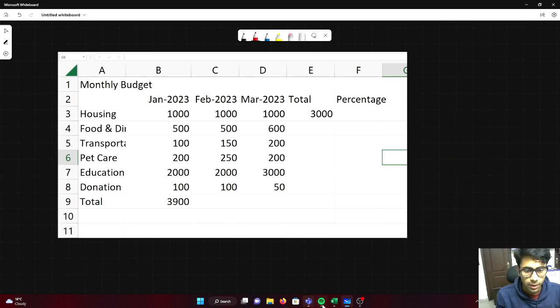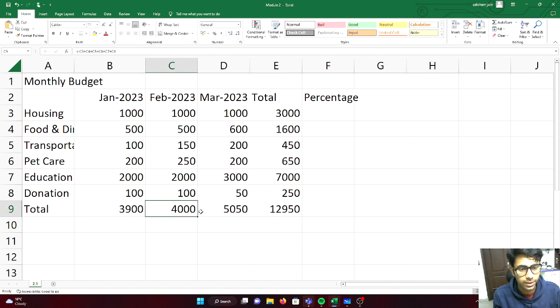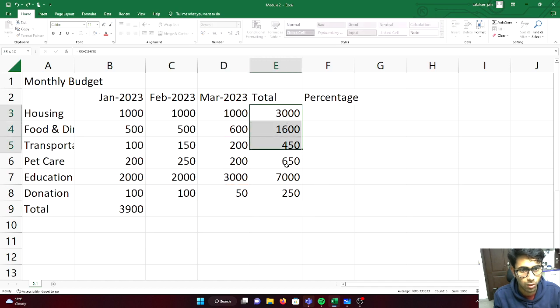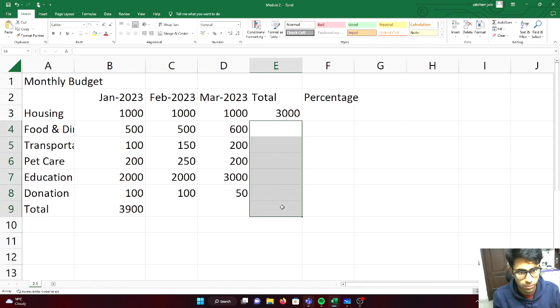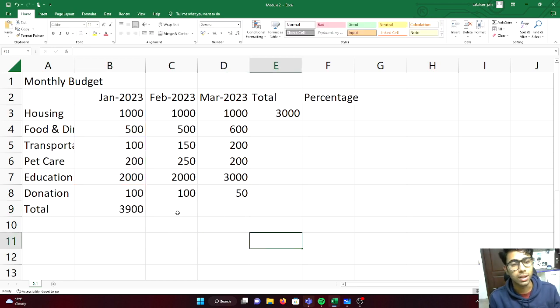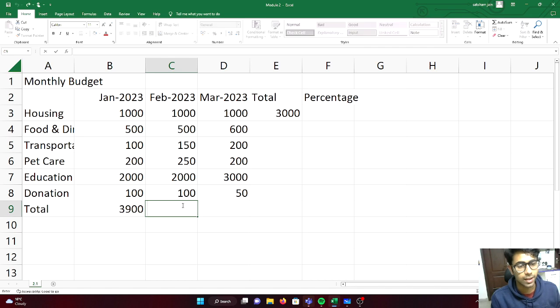Okay, now let us check whether this is the same. I'm going to delete this value, and basically all the columns here. Here you can see that this is B3 plus B4 plus B5 plus B6 plus B7 plus B8. Now we want to implement the concept of relative cell referencing in this cell. We also want to add C3, C4, C5, C6, C7 and C8 in order to get the total for the month of Feb.